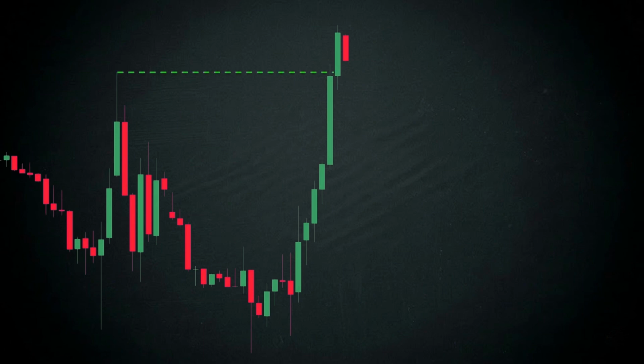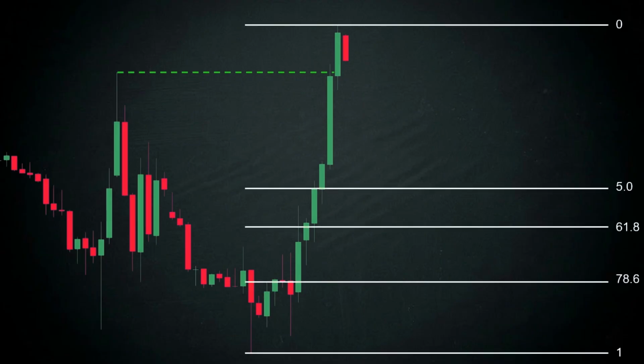But what happens when neither side is really in control? Well, then you get a sideways market. The price is basically trapped in a box, bouncing back and forth between a ceiling, which we call resistance, and a floor, which we call support. This is a period of pure indecision, where the market is just waiting for a clear winner to finally emerge.